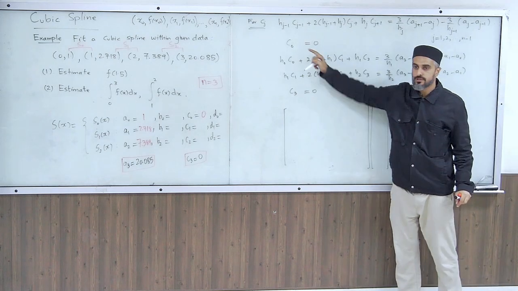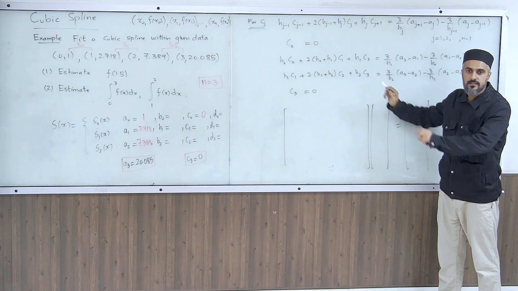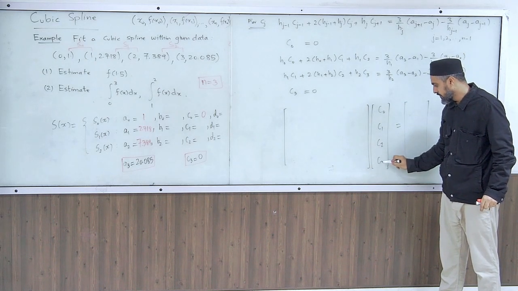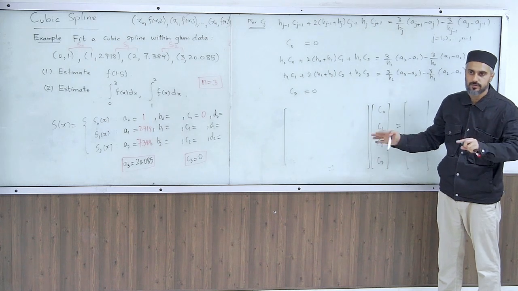Let's write the first equation. So what are the unknowns, particularly in this problem? C0, C1, C2, and C3. So these are the equations. We know some of them. Okay, we know some of the information.